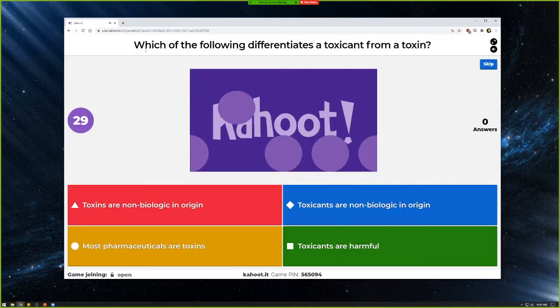Okay, so getting into definitions, which of the following differentiates a toxicant from a toxin? Toxins are non-biologic in origin. Toxicants are non-biologic in origin. Most pharmaceuticals are toxins, or toxicants are harmful. It's a little bit of an esoteric point, but again, trying to illustrate, you should know your definitions. I'm glad I saw it on the Kahoot, so we don't do it on the exam. I hope none of you do it on the exam, but again, look at your units. Make sure you're comparing things equivalently.